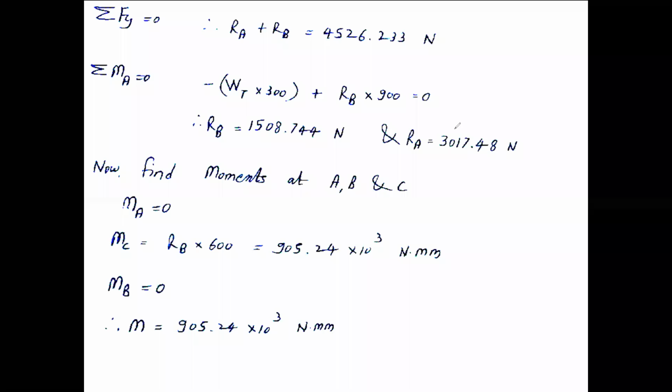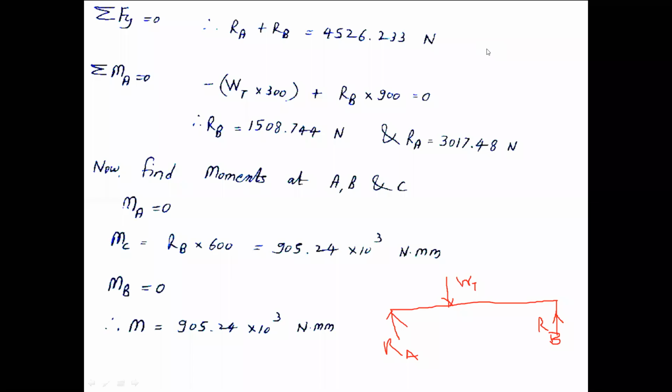Again, you can see here, these are our reactions. There is an RA reaction here, and there is an RB reaction here, because these are the two bearings, and at the bearing there is a reaction. So we need to find this reaction because of the weight Wt. So how can we find this?